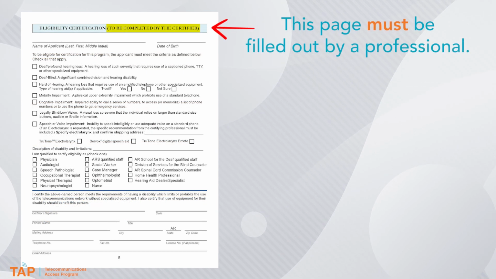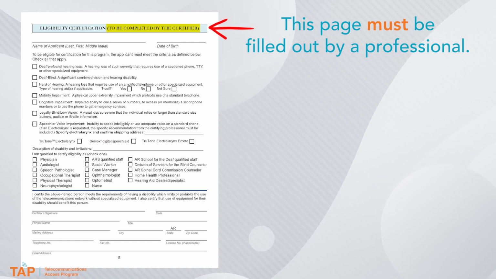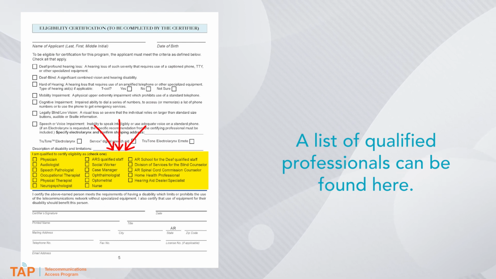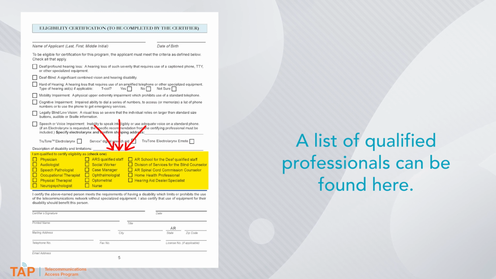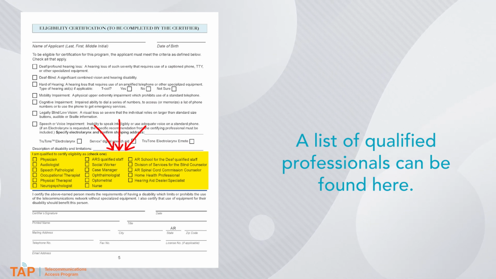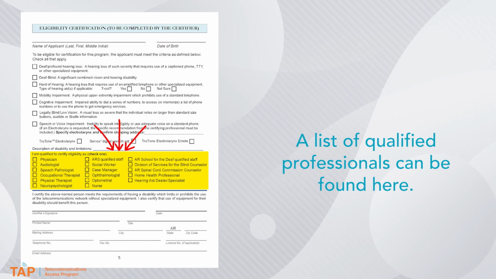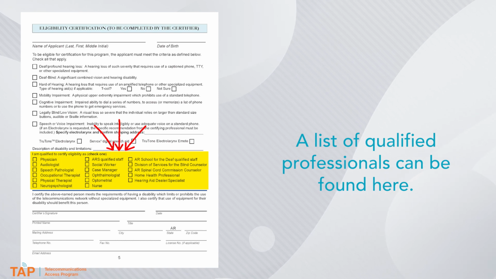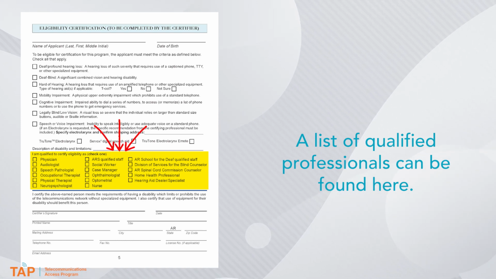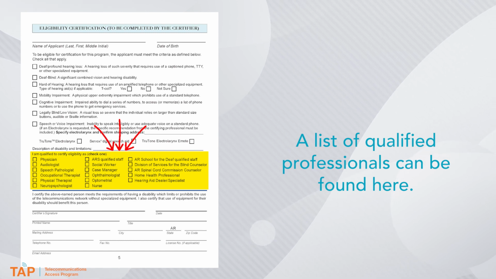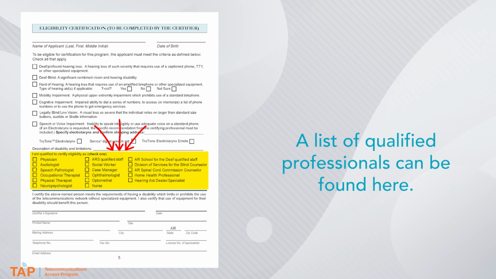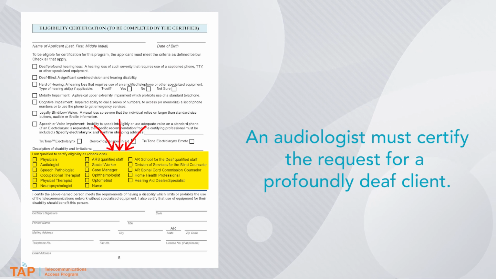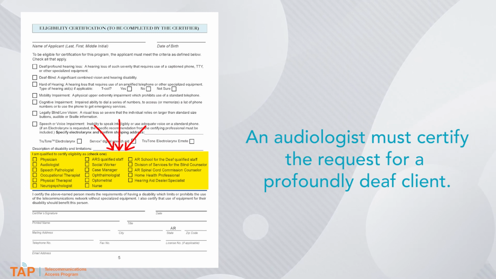Page 5 is the eligibility certification page. This is to be filled out by a professional. The list of qualified certifiers is listed in the middle of the page. These include physicians, audiologists, speech pathologist, occupational therapist, physical therapist, neuropsychologist, an ARS qualified staff member, social worker, case manager, ophthalmologist, optometrist, nurse, qualified staff from the Arkansas School for the Deaf, counselor from the Division of Services for the Blind, a counselor from the Spinal Cord Commission, a home health professional, or a hearing aid dealer or specialist. Please note that if captioned equipment is required for a profoundly deaf client, an audiologist will need to certify that request.